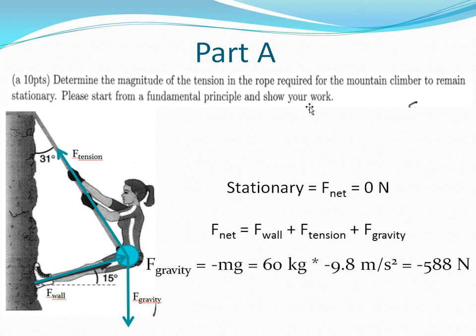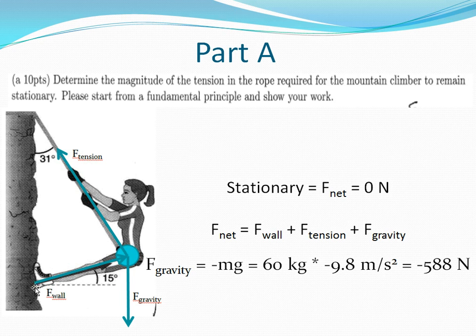So our fundamental principle would be the momentum principle, which states that in order for an object to stay in the same position, the net forces acting on it all have to add up to equal 0 newtons. So I went ahead and drew a force diagram here of all the forces that we have, and you have the gravitational force, which points downward and is equal to negative mg, where m is equal to the mass of the climber and g is equal to negative 9.8 meters per second squared.